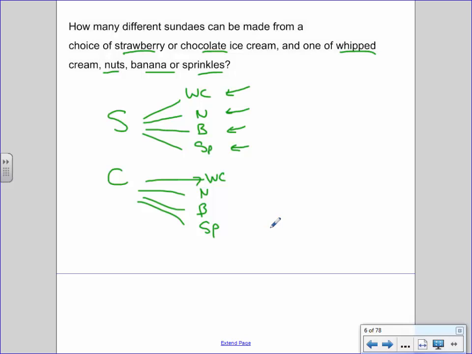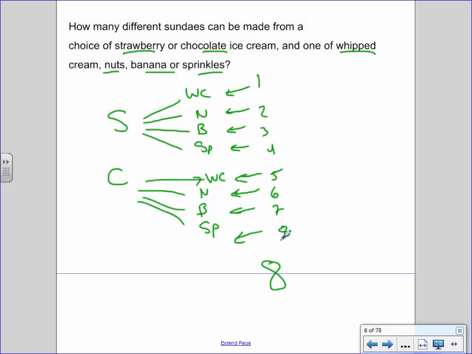Okay, stay with me here, guys. In order to finish off my tree diagram, I need to do the exact same thing for chocolate, though, because I could have had chocolate and whipped cream, chocolate nuts, chocolate banana, chocolate sprinkles. So my question is, how many different ways can this be done? 8. And hopefully you can visually see that there are 1, 2, 3, 4, 5, 6, 7, 8 pathways.